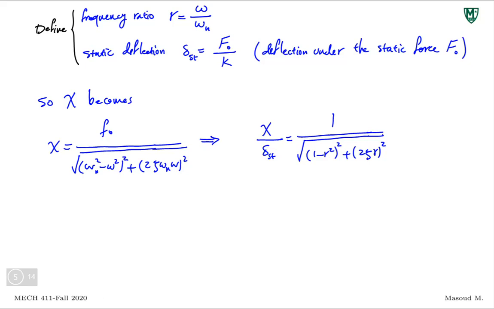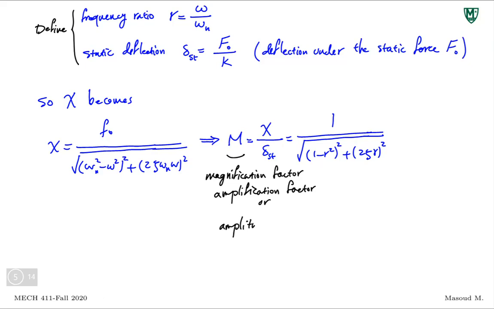Now this x over static deflection, I call this M. And this M actually has a meaning, or has a definition, or better say has a name. It has multiple names, but they all refer to the same concept. They call it magnification factor. Sometimes they call it amplification factor. Or you might even hear amplitude ratio, because it's the ratio between a dynamic and a static amplitude of the motion. It's the ratio between x omega n squared over f naught. You move things around, you'll get that.